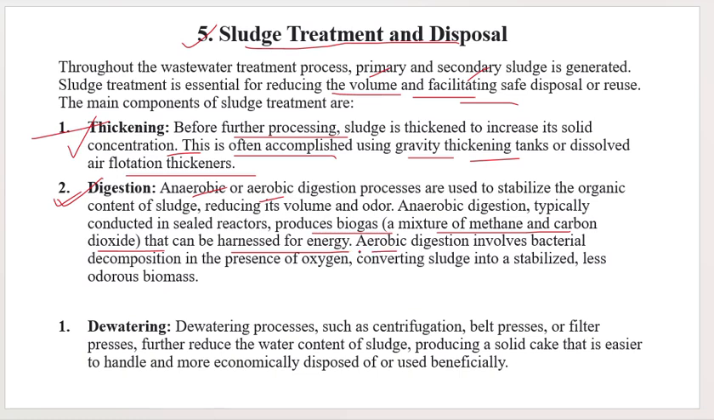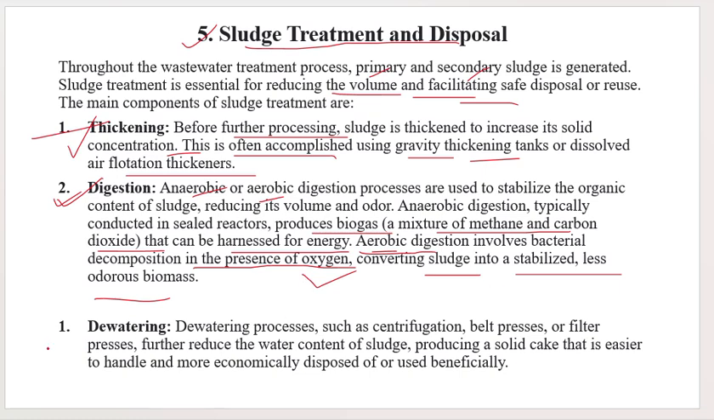Whereas aerobic digestion involves bacterial decomposition in the presence of oxygen, converting sludge into stabilized, less odorous biomass, which can then be used for various nutrient purposes. For agriculture, be it for gardening, we can use that sludge.